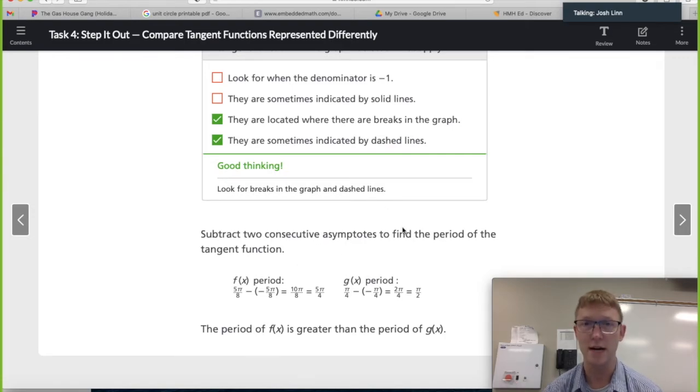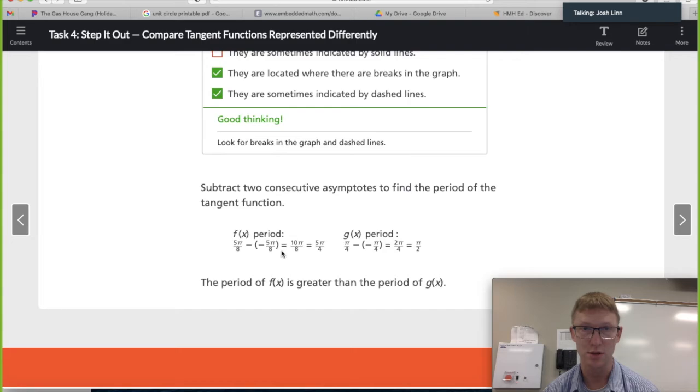Subtract 2 consecutive asymptotes to find the period of the tangent function. So 5 pi over 8 minus -5 pi over 8 is equal to 10 pi over 8, which equals 5 pi over 4. So I was wrong.